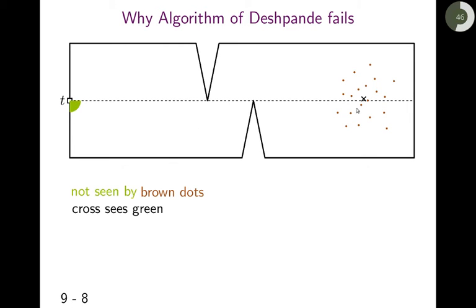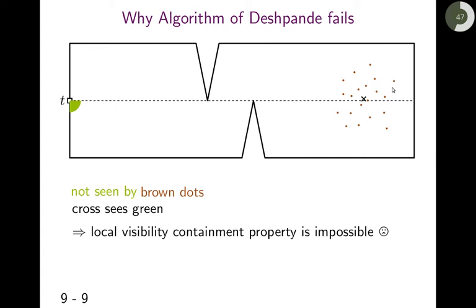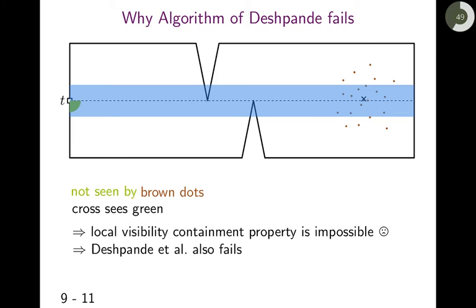So now what the optimal solution could do, it could just be so that it's very close to this extension and just sees part of this green stuff. So what happens now, that no matter how many points you take around this point X, none of them can see everything that's seen by this point. It might be only tiny, but you see local visibility containment is possible. And this is also why the algorithm of Deshpande fails.